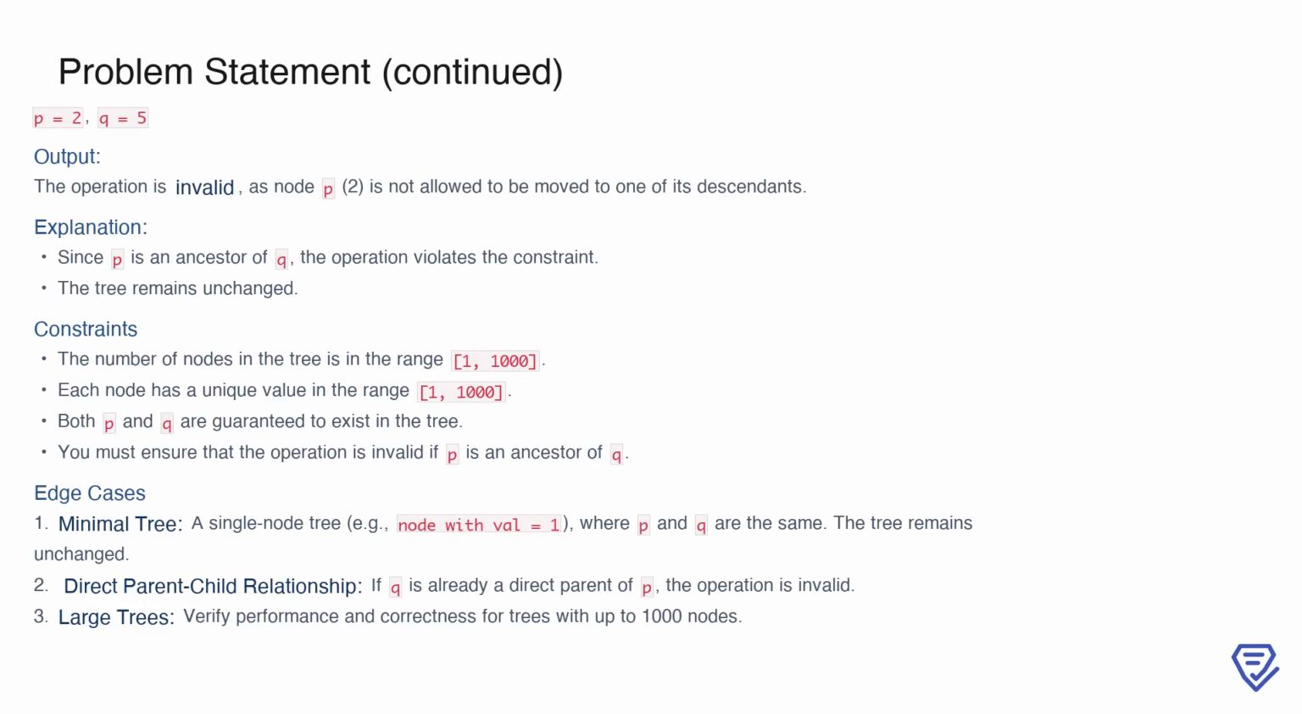In the third example, the tree structure is the same as the previous examples, but this time p is 2 and q is 5. The task would involve moving the subtree rooted at node 2 to be a direct child of node 5. However, this operation is invalid because node 2 is an ancestor of node 5. Moving an ancestor to become a child of its descendant would create a cycle in the tree, which is explicitly prohibited. As a result, the tree remains unchanged, and the operation is deemed invalid. This highlights the importance of ensuring that the given operation respects the constraints.